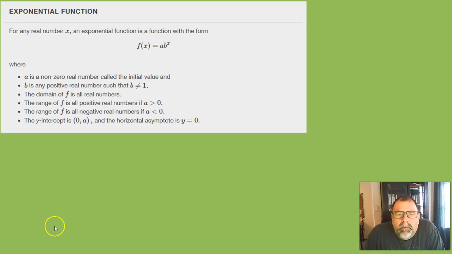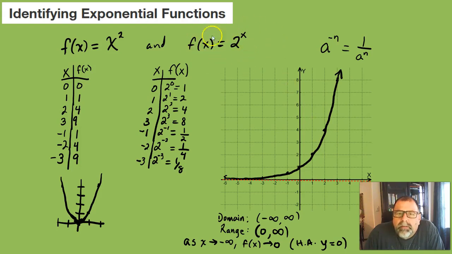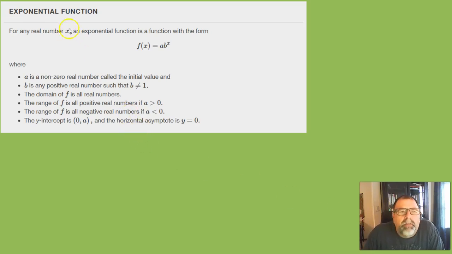So f of x equals 2 to the x is a basic exponential function. This number 2, this base, could be any constant number, so we can generalize an exponential function. It says here, for any real number x, an exponential function is of the form f of x equals a times b to the x. Let me write that to emphasize it: a times b to the x. This is the x.